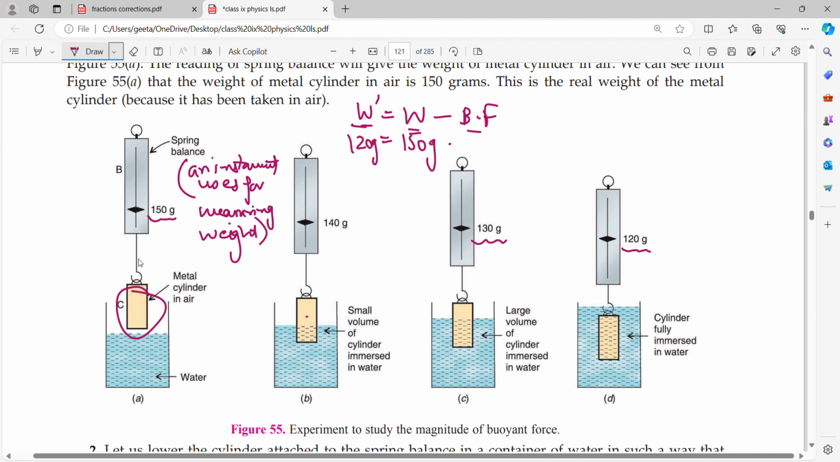120 gram. If you know linear equations, this buoyant force will go here and this will come here. So buoyant force would be 150 minus 120. The answer is 30 gram. So how much buoyant force was applied there? 30 gram.